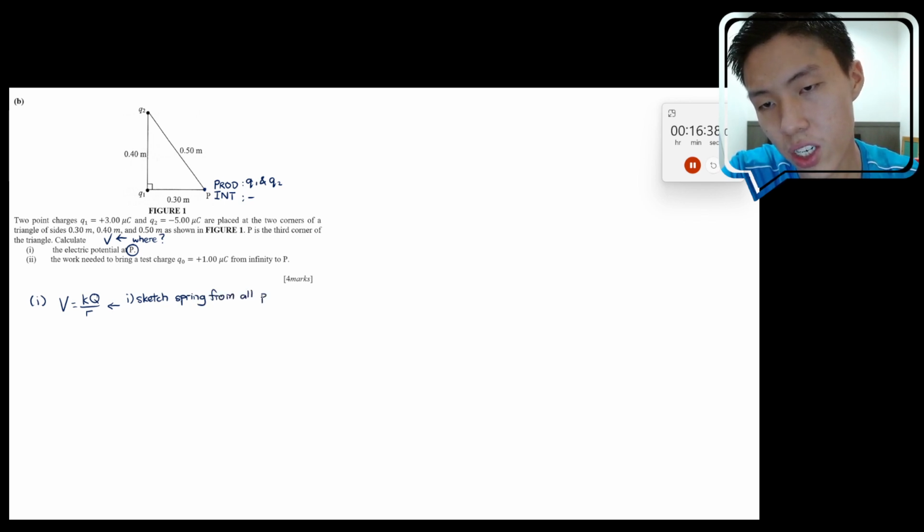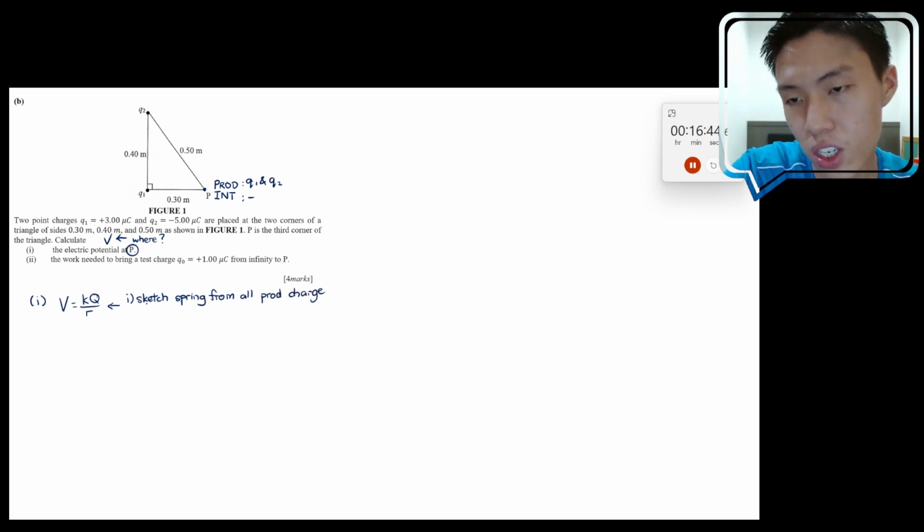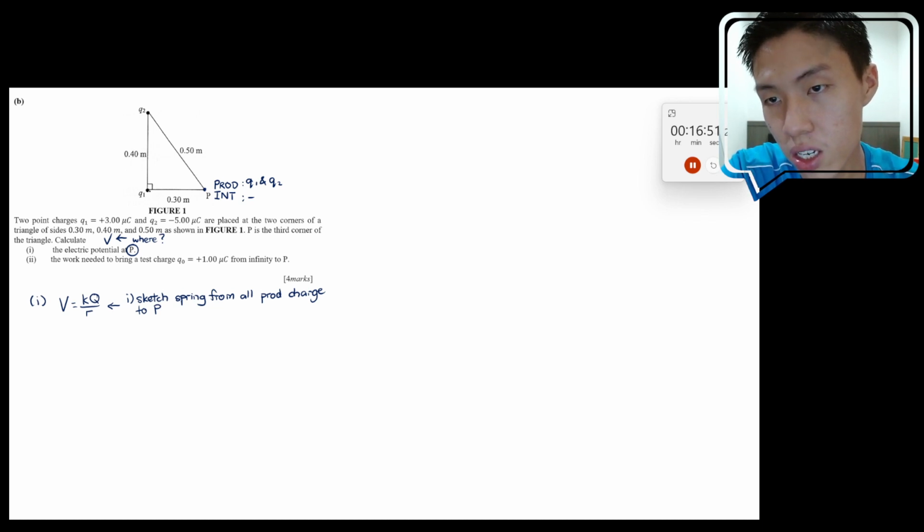All producing charges. You sketch the spring from all producing charges to the location of interest. In this case, it's P. So there are two charges here, so there will be two springs: one spring from Q1 to P, and another spring from Q2 to P.